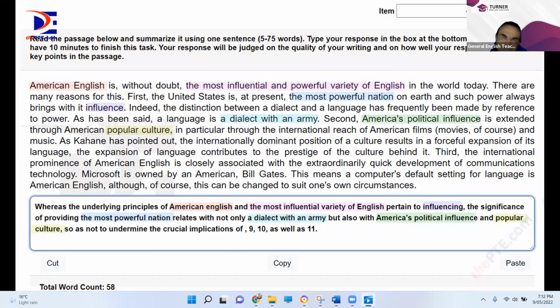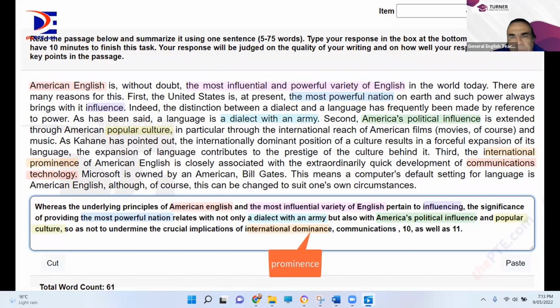In blank number 8, I use international dominance. And for the next blank, number 9, communications technology. Microsoft fills the gap, number 10. And for the last blank, number 11, I use a default setting for language.